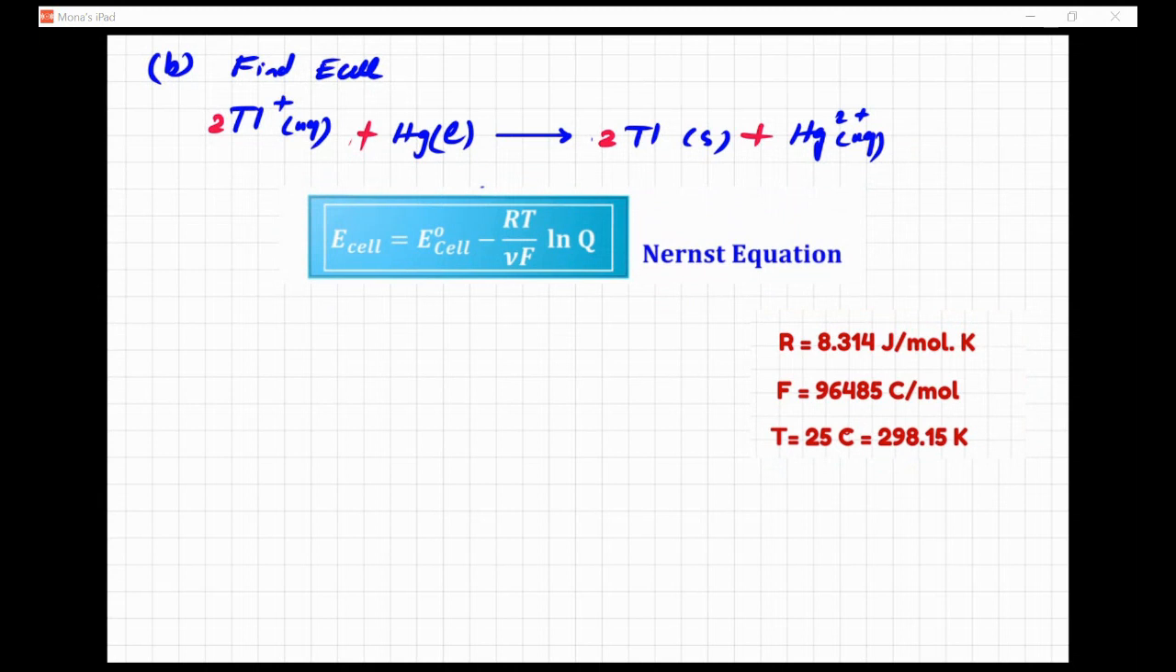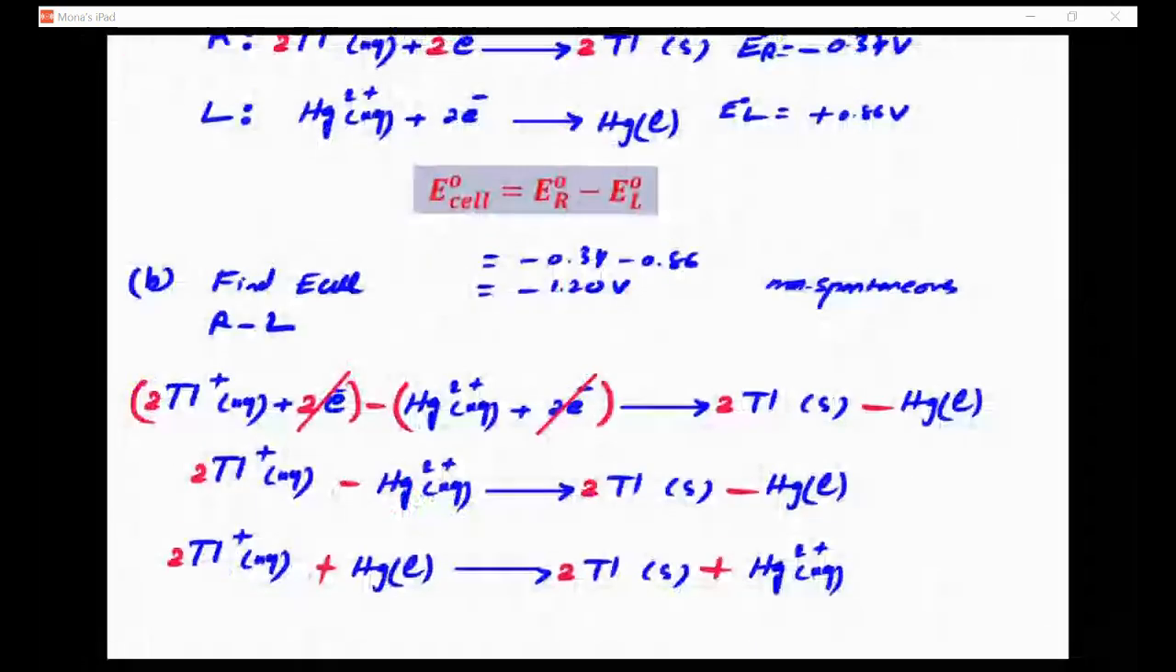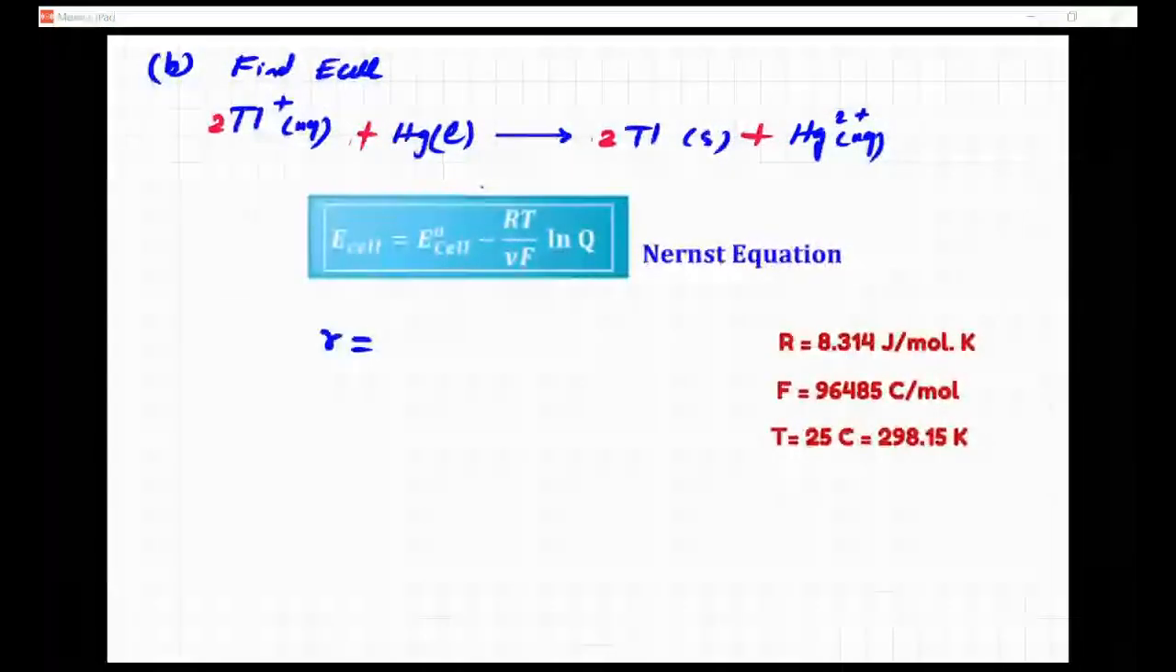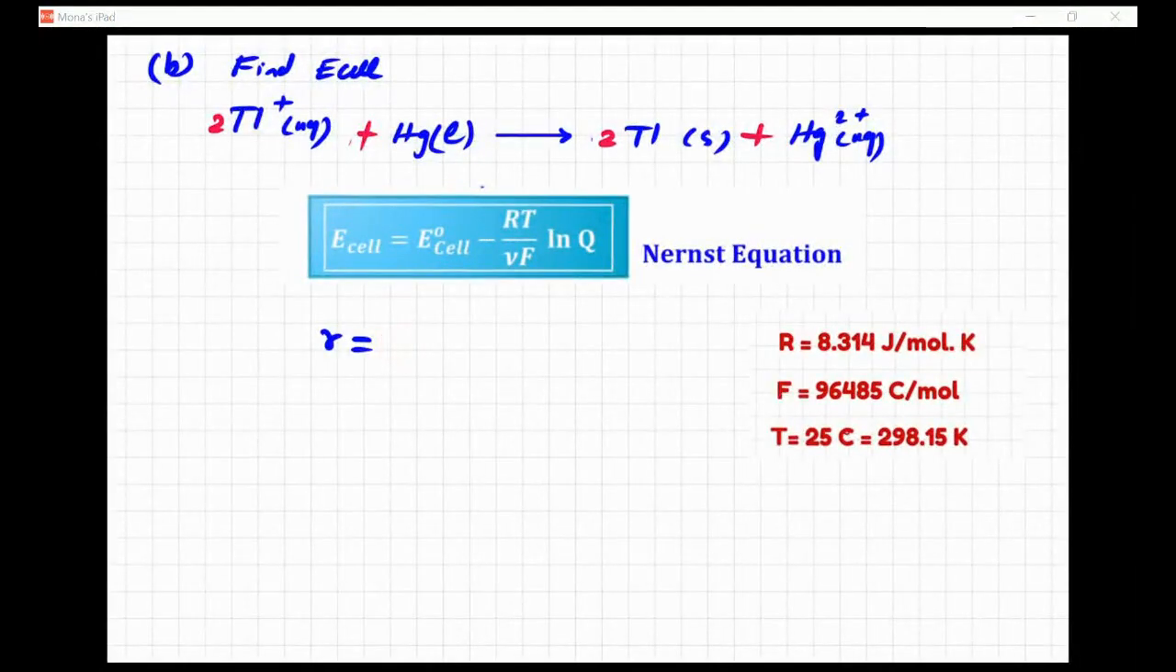Now regarding the n here, according to what we have just written, you could see that n is equal to 2. We have 2 here and 2 there, right? So it is 2. All others are the values that we have here; you could see that we already have the other values that we need, and we are going to use them. Now we have the standard cell potential. We have just calculated it: E cell standard is equal to minus 1.20 volt, right?